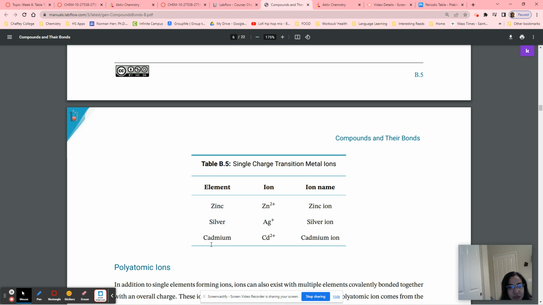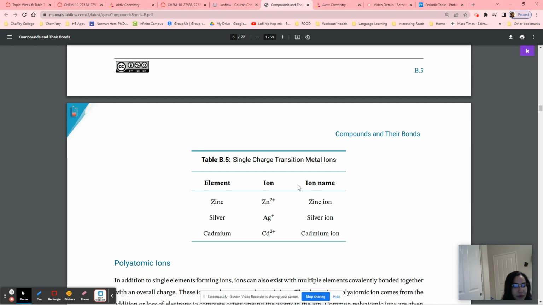The best way to do this is just memorize the charge, or look it up if you're allowed to. Zinc makes a +2, silver makes a +1, and cadmium makes a +2. If you're never sure, look at what it's combined with and do that reverse crisscross method, and you can figure out what the oxidation state is that way.